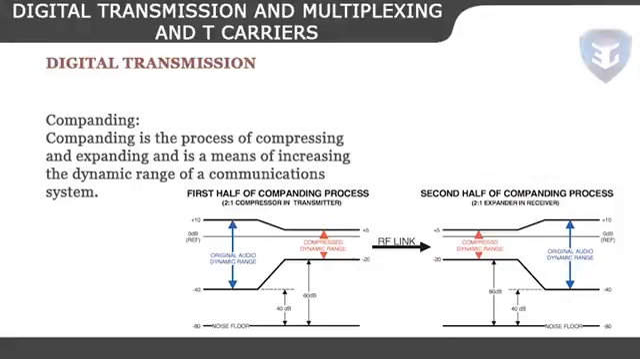Companding is the process of compressing and expanding and is a means of increasing the dynamic range of a communication system. Higher amplitude analog signals are compressed prior to transmission and then expanded in the receiver.